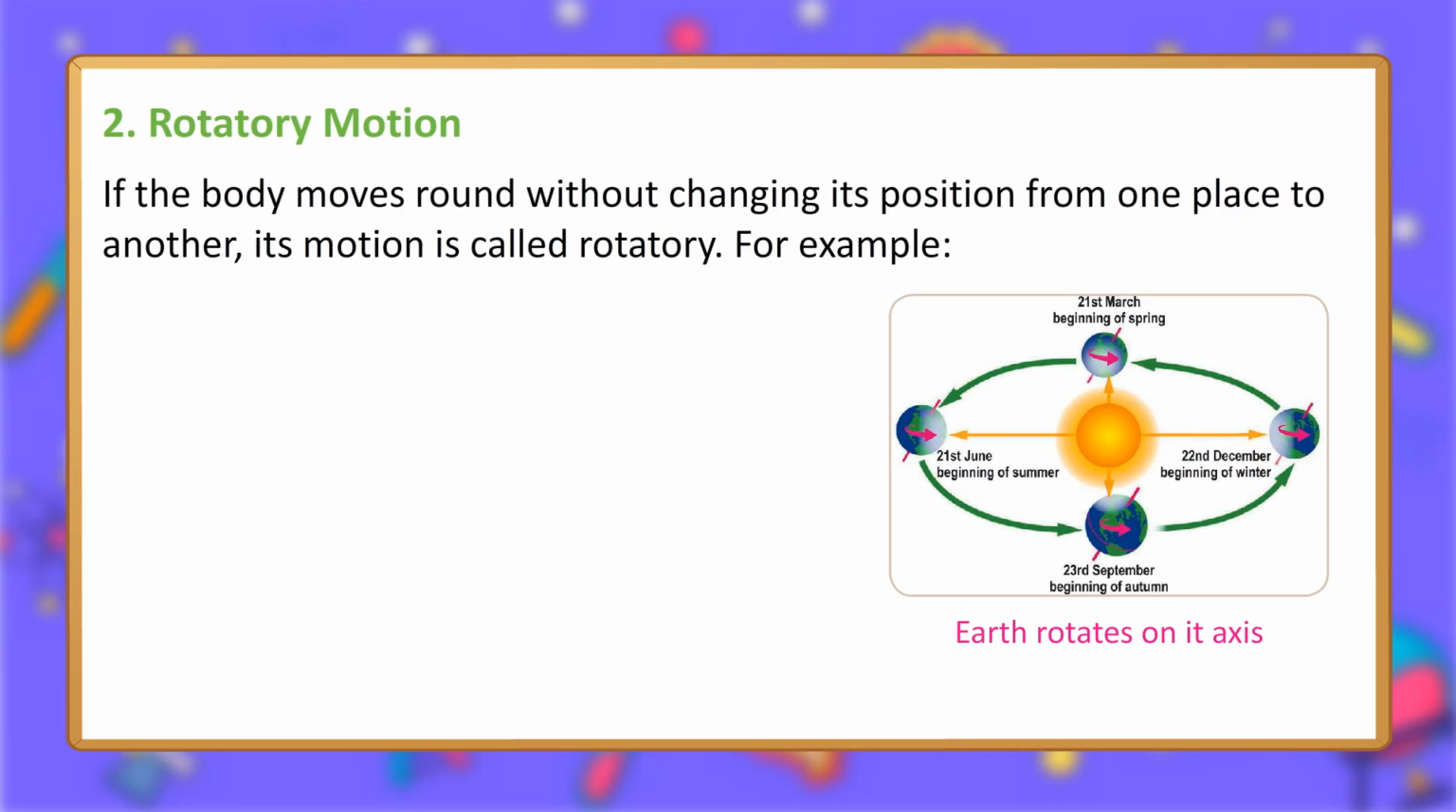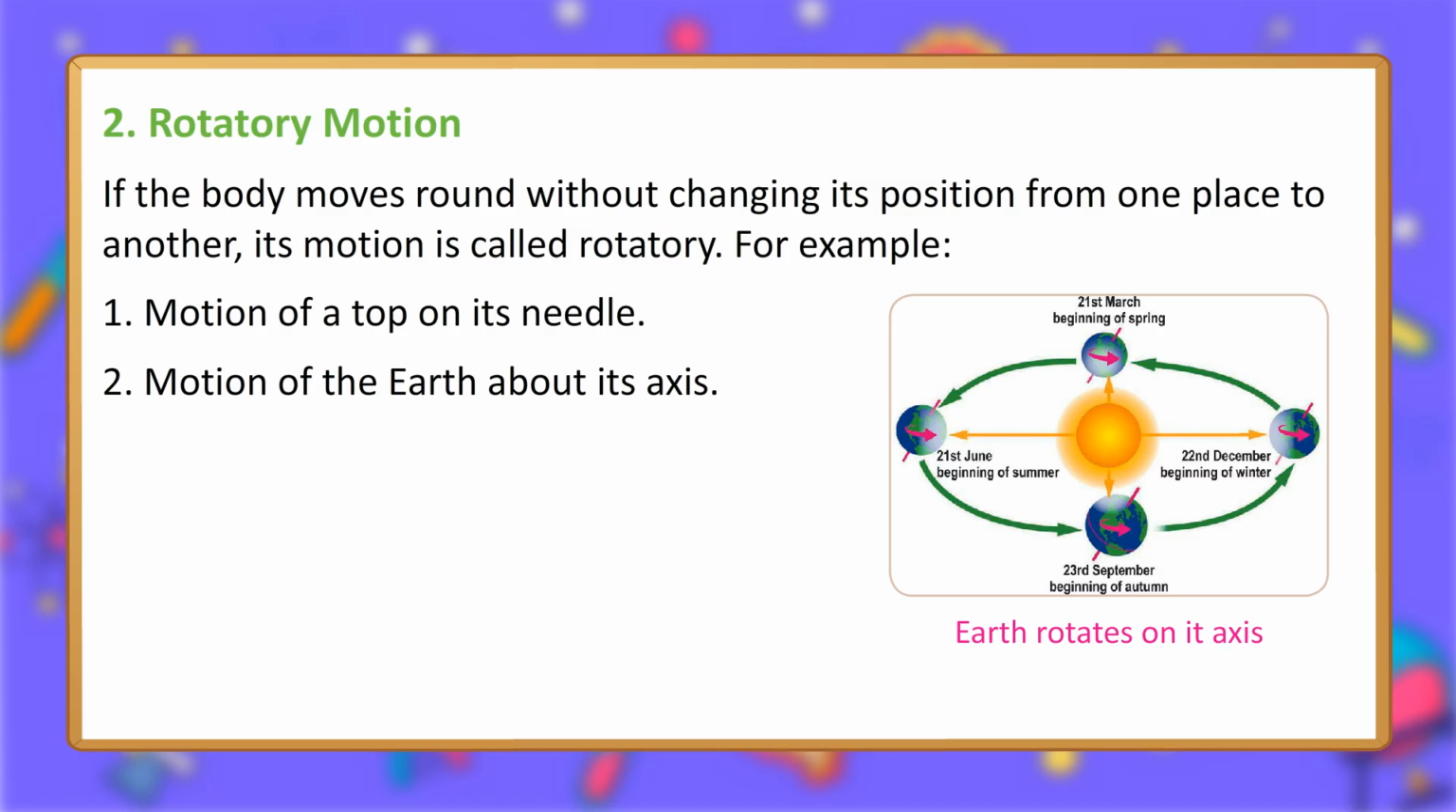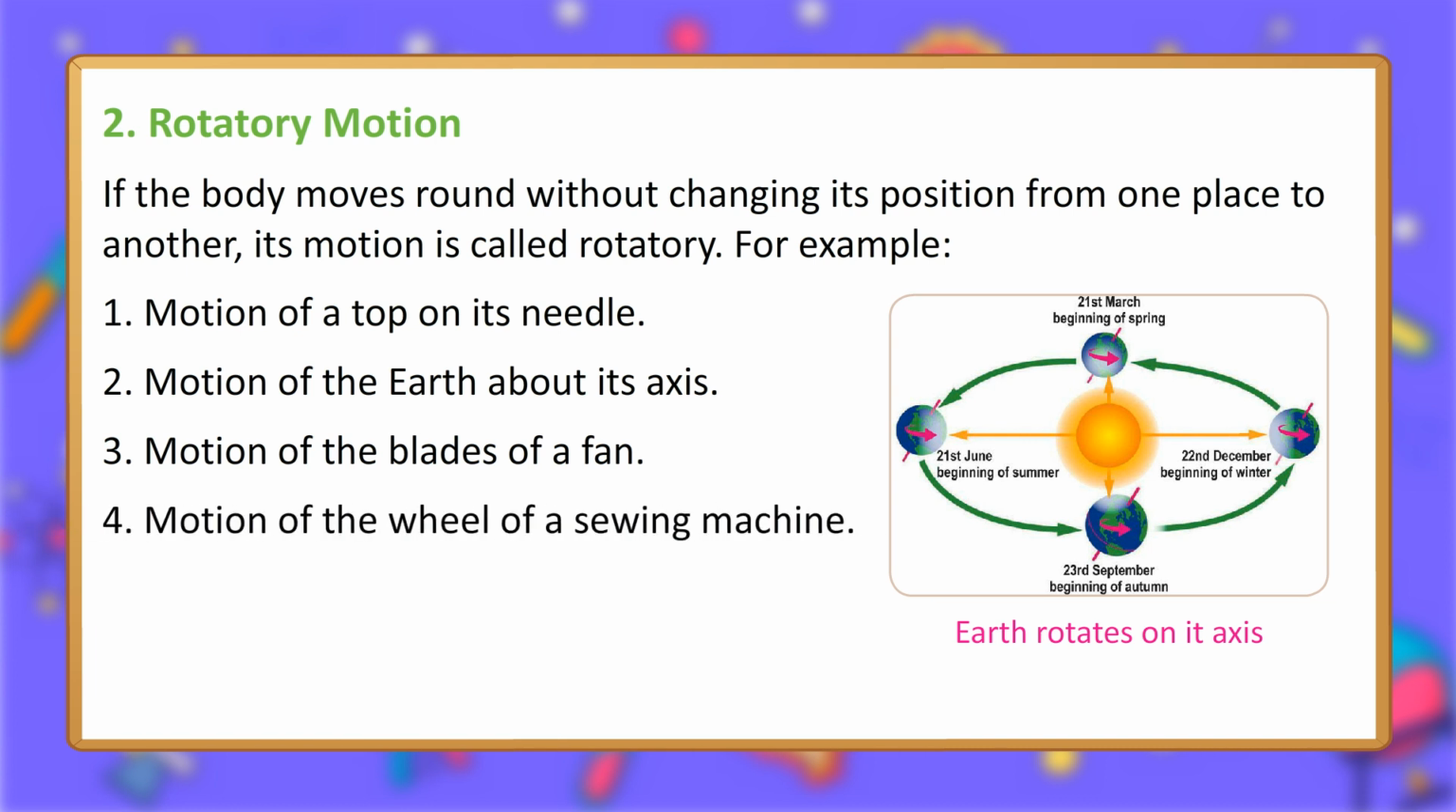2. Rotatory motion. If the body moves round without changing its position from one place to another, its motion is called rotatory. For example, 1. Motion of a top on its needle. 2. Motion of the earth about its axis. 3. Motion of the blades of a fan. 4. Motion of the wheel of a sewing machine. 5. Motion of the sails of a windmill. Earth rotates on its axis.